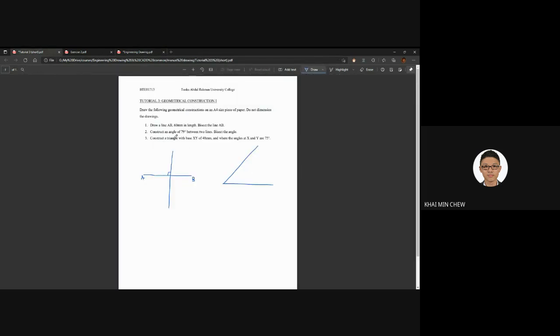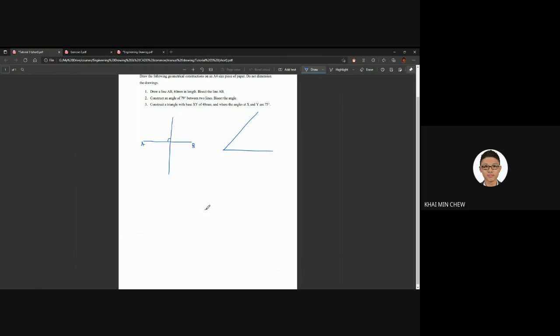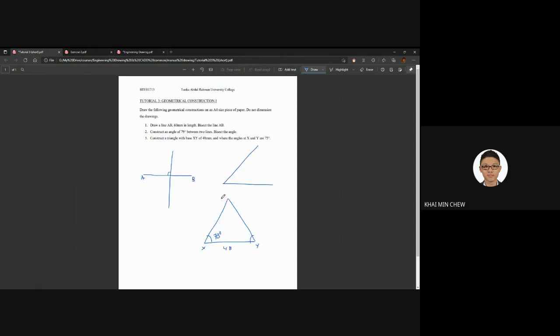Finally, construct a triangle with a base XY of 48. So we've got a base XY with a length of 48. Then the angle at X and Y is 75 degrees. So we've got a triangle of some kind. This one's 75 degrees for both sides. So those are the 3 things that we're going to draw on one A4 size of paper. Don't need to dimension them. Don't forget your margin and your title block. Okay.